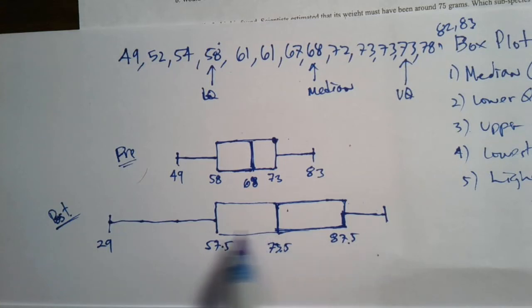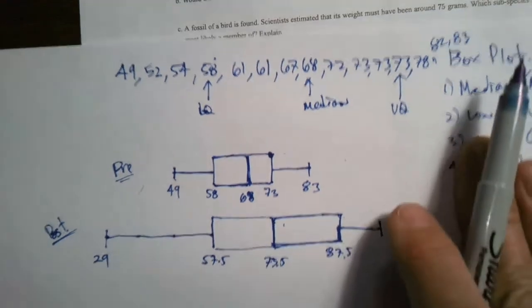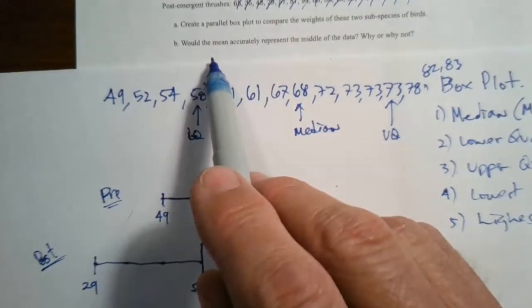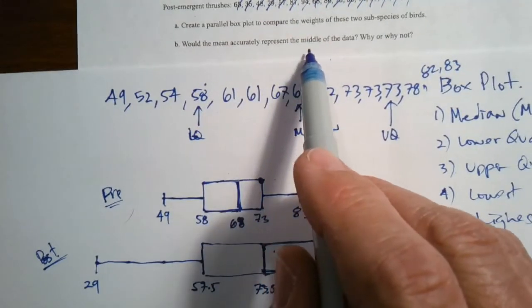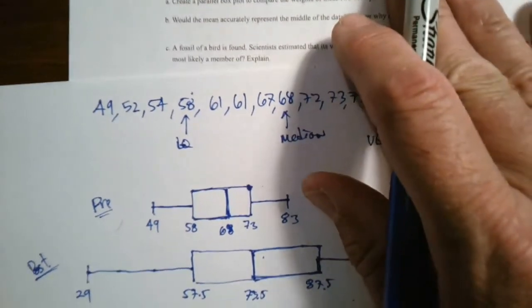And again, here the same thing. I'm going to have this data way out here. If it was tucked in right here, it might be a little bit more probable that my mean and my median would be the same, that the mean could be the middle. So B, no, the mean would not accurately represent the middle. It's the median we would have to use for the middle of the data in this case.